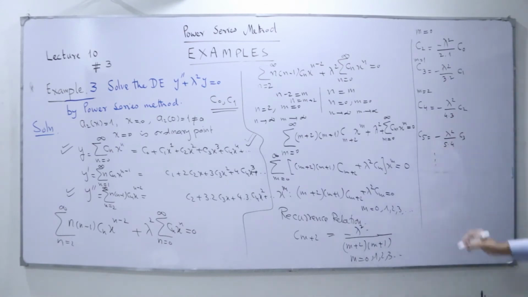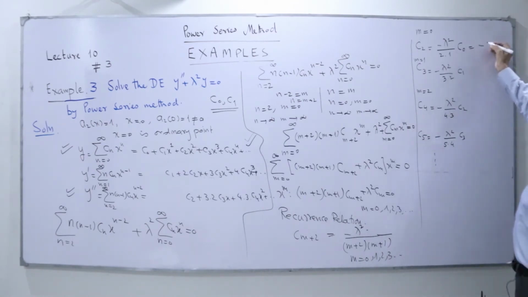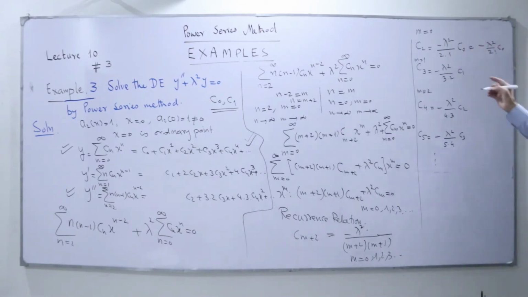So we have a rhythm here. We can get C2, C3, C4, C5. Now we can see C2 is equal to minus λ² over 2 factorial, C0. I put the value of C0, and the two arbitrary coefficients are C0 and C1. Then C3 is in terms of C1, and this equals minus λ² over 3 factorial, C1. These are the values in terms of C0 and C1.